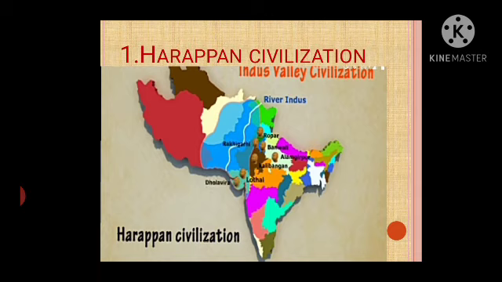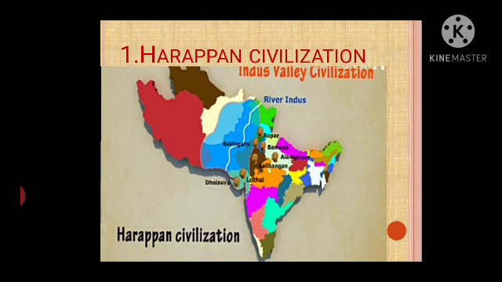Now children, what are the similar aspects which are seen in both the places? The aspects are town planning, roads, construction of houses, drainage system, seals, pots and toys, and burial customs.